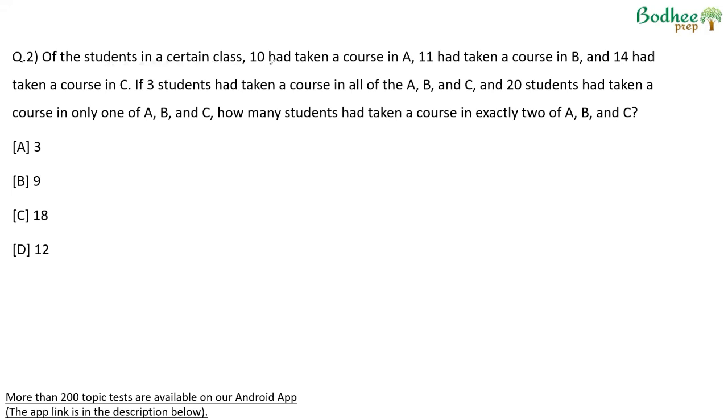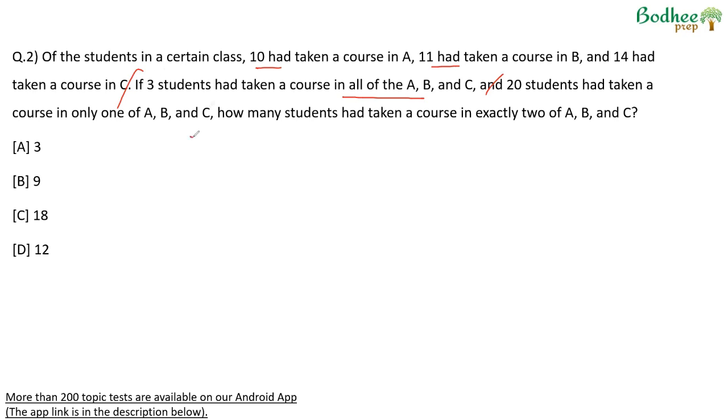Of the students in a certain class, 10 had taken a course in A, 11 had taken a course in B, 14 in C. 3 students had taken a course in all of ABC. 20 had taken a course in only one of ABC. How many students had taken a course in exactly 2 of ABC?